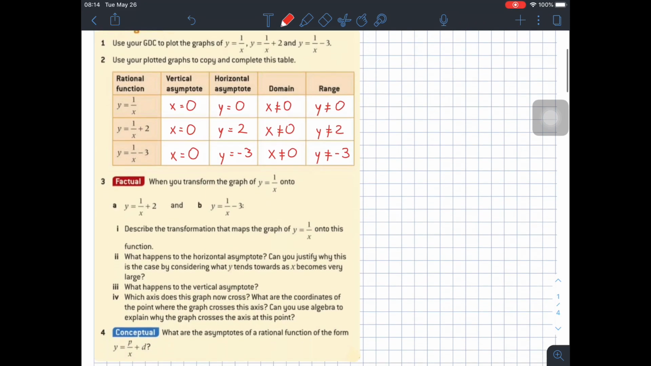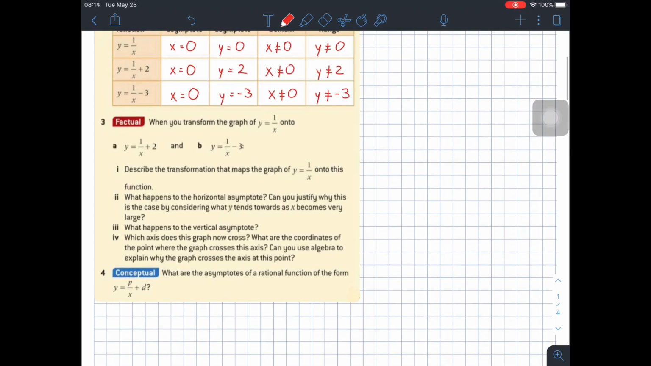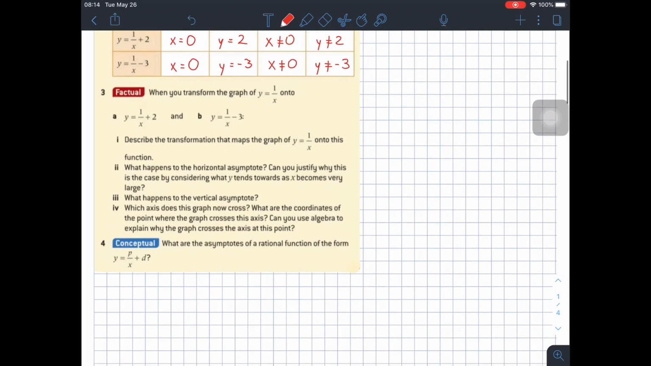Okay? So it says factual. When you transform the graph y equals 1 over x onto this and this, describe the transformation that maps the graph of y equals 1 over x onto this function. So in the first case, we're saying that we have a vertical translation 2 units up.